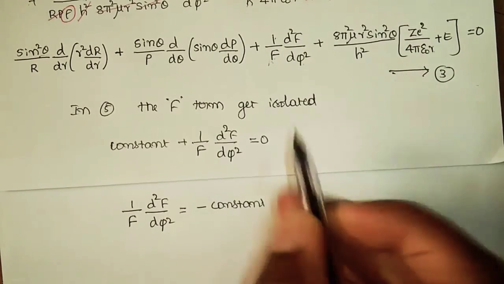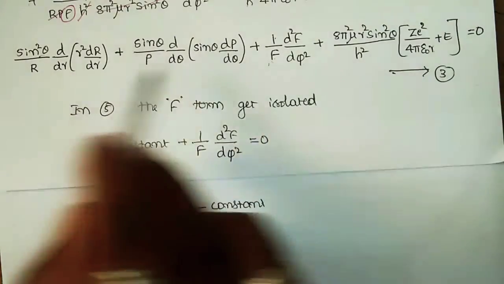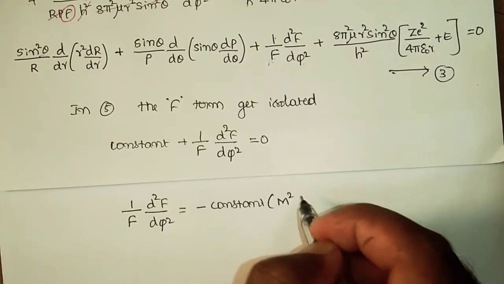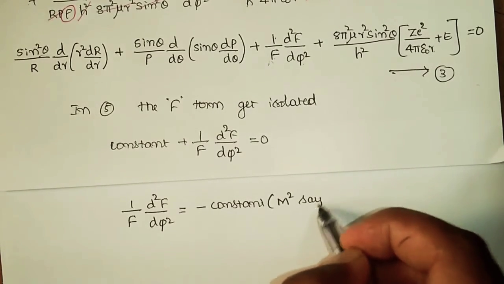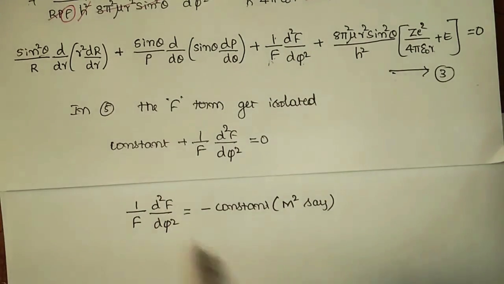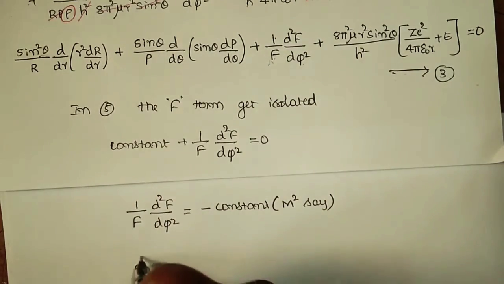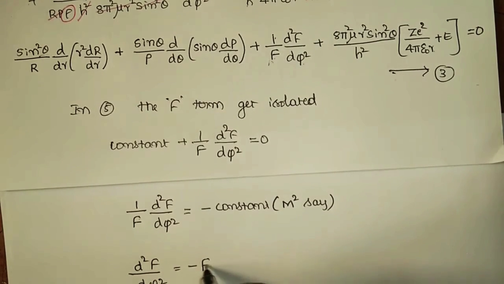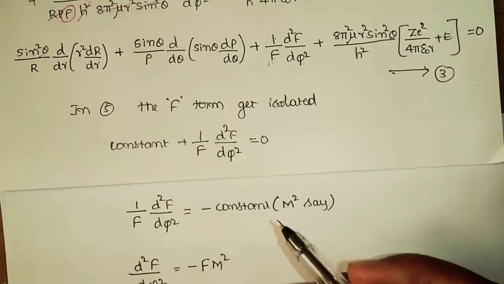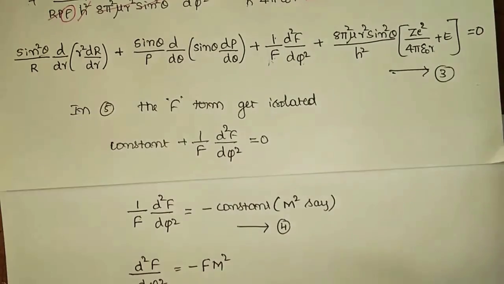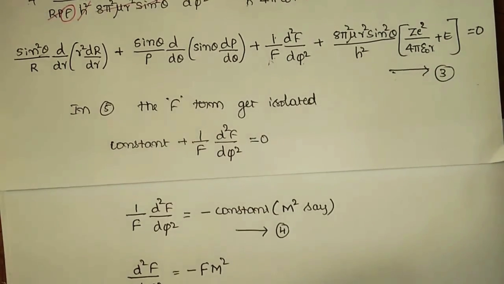Since you can observe, all the remaining terms that we are having are some second order things. So let us take the constant as m square, so that the term will get changed as d square f by d phi square equals, f can be cross multiplied, so it will be minus f m square. Let me consider this as equation number 4, or else this will be re-modified.